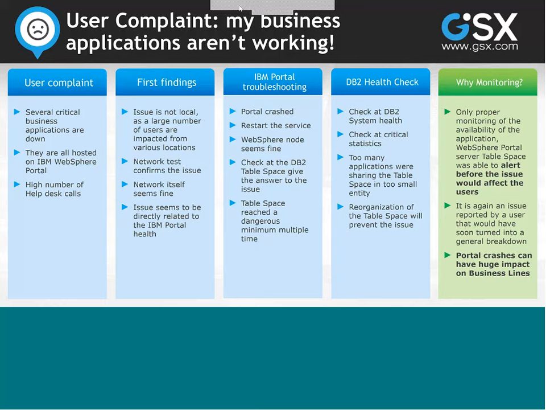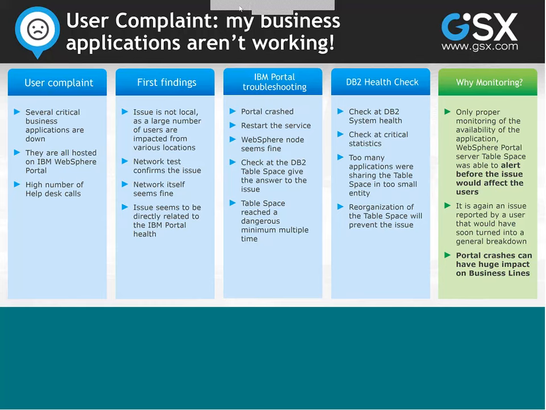So the next step was to check the DB2 database and the server. And after multiple scripts and research, he found out that the table space reached a dangerous value. Basically, too many applications were sharing the table space in too small entities. And that made the IBM Portal server go out of memory and ultimately crash. So now that the issue was spotted, the admin reorganized the table space in order to prevent further incidents.